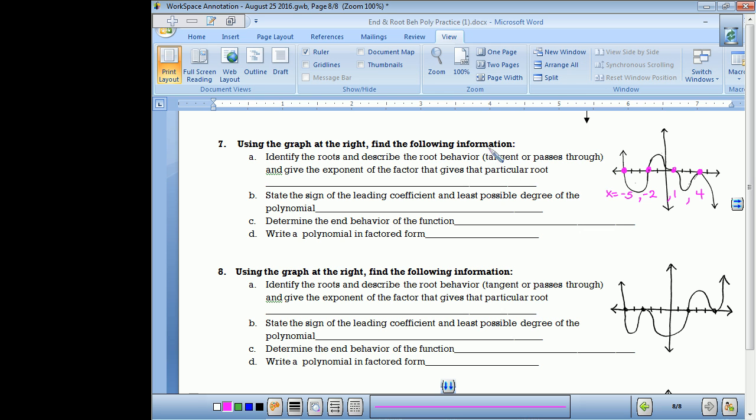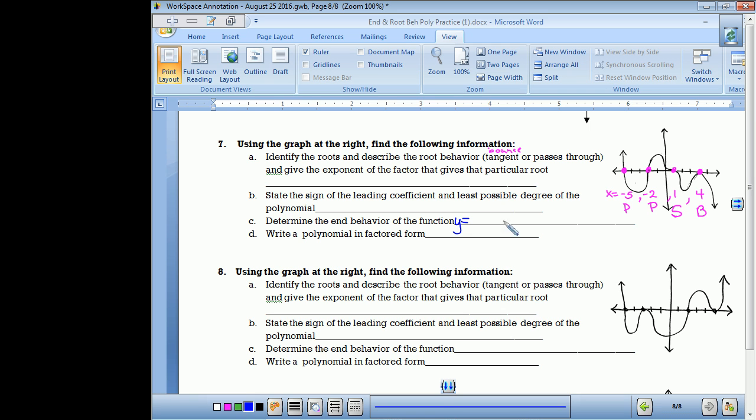Is it tangent? That means does it bounce? Or does it pass through? Now with pass through, we say pass through, or there's an inflection point. So this one just passes through. This one just passes through, but this one squiggles. It has that inflection. We got a squiggle there. And what happens at 4? Tangent. It's tangent, so it bounces. Okay, good. So now let's write the function.